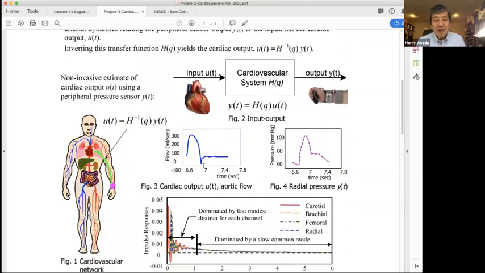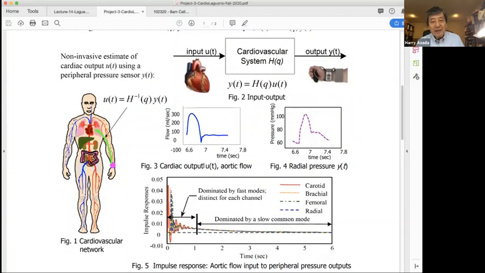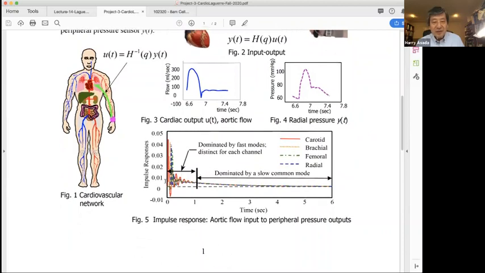And yeah, one big challenge, however, is this. This is basically waveforms coming from various parts of the body. It includes carotid, brachial, and femoral here, and the radial, and many places. I just plotted all of them here.